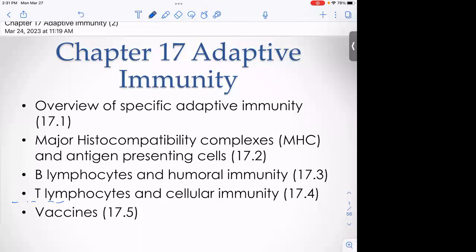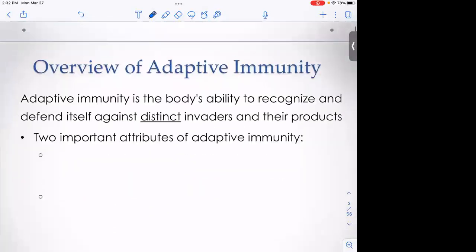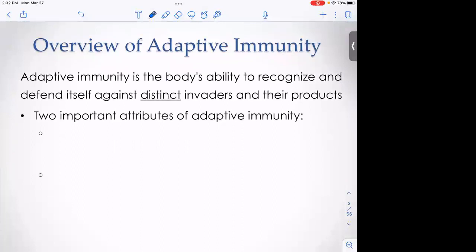Okay, so again, adaptive immunity is mostly dealing with B cells and T cells, thinking about what they actually do and how they get activated, and the importance of this advertising system that I've alluded to, these MHC glycoproteins. So a little bit of an overview: how is what we consider adaptive immunity different than innate immunity? This is our body's way to defend itself against distinct invaders.